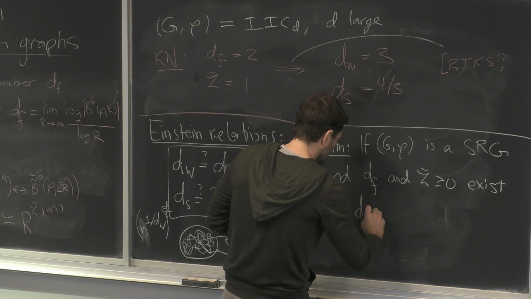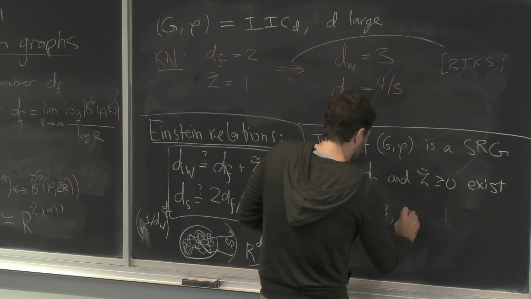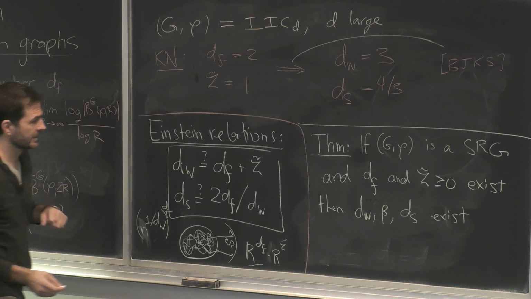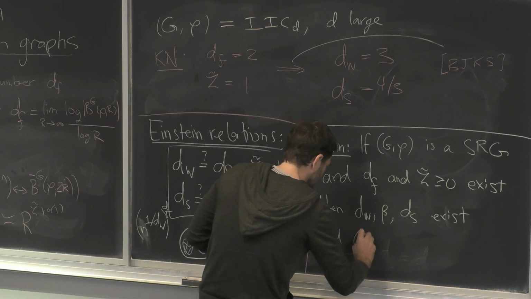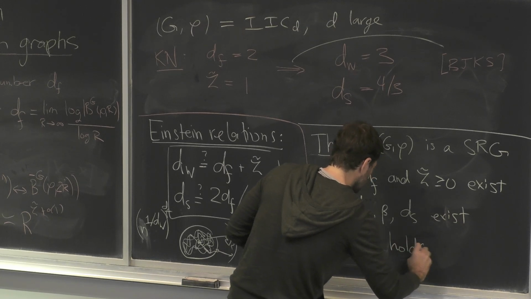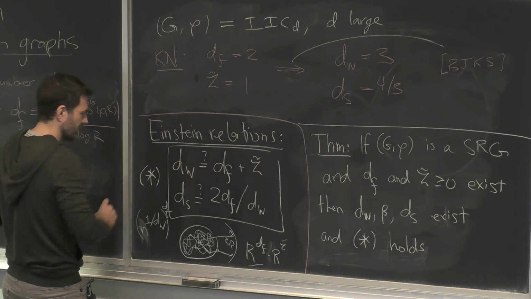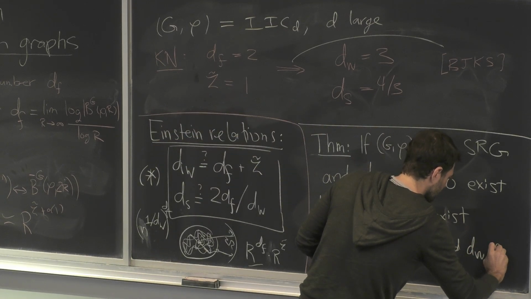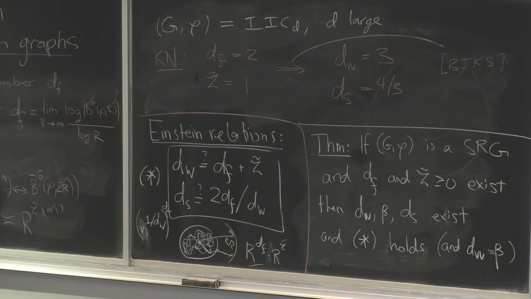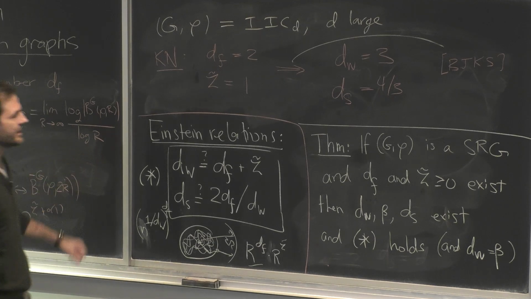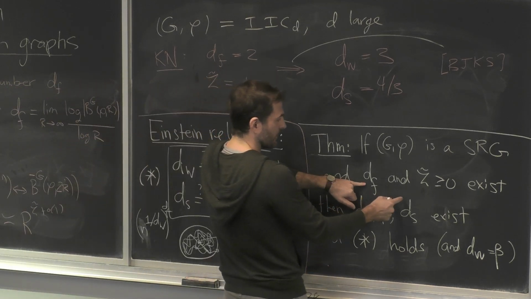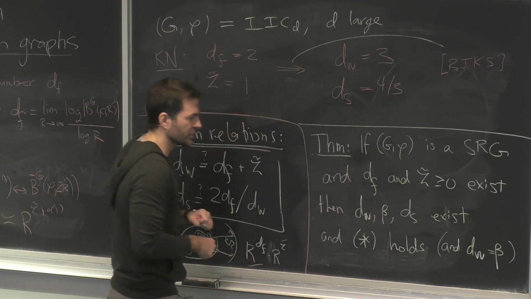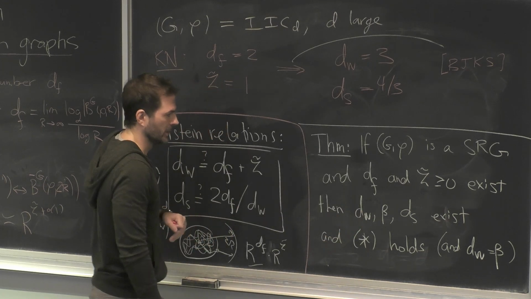then here's the theorem. Then those other exponents exist, and star holds, where this is star. And I told you there's 2 definitions of the walk exponent, but those coincide. Okay. So that's the theorem, that in the setting of stationary random graphs, if you have control on the effective resistances and the rate of volume growth, then you get control on the random walk and the spectral dimension.